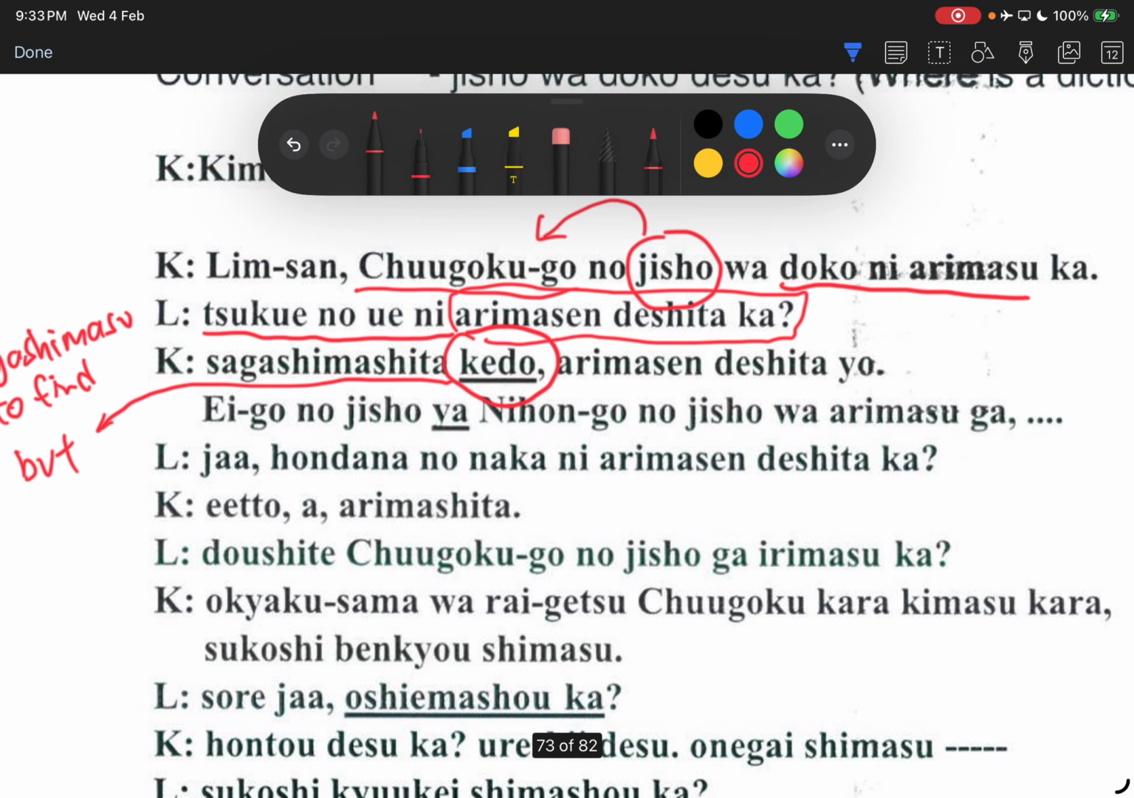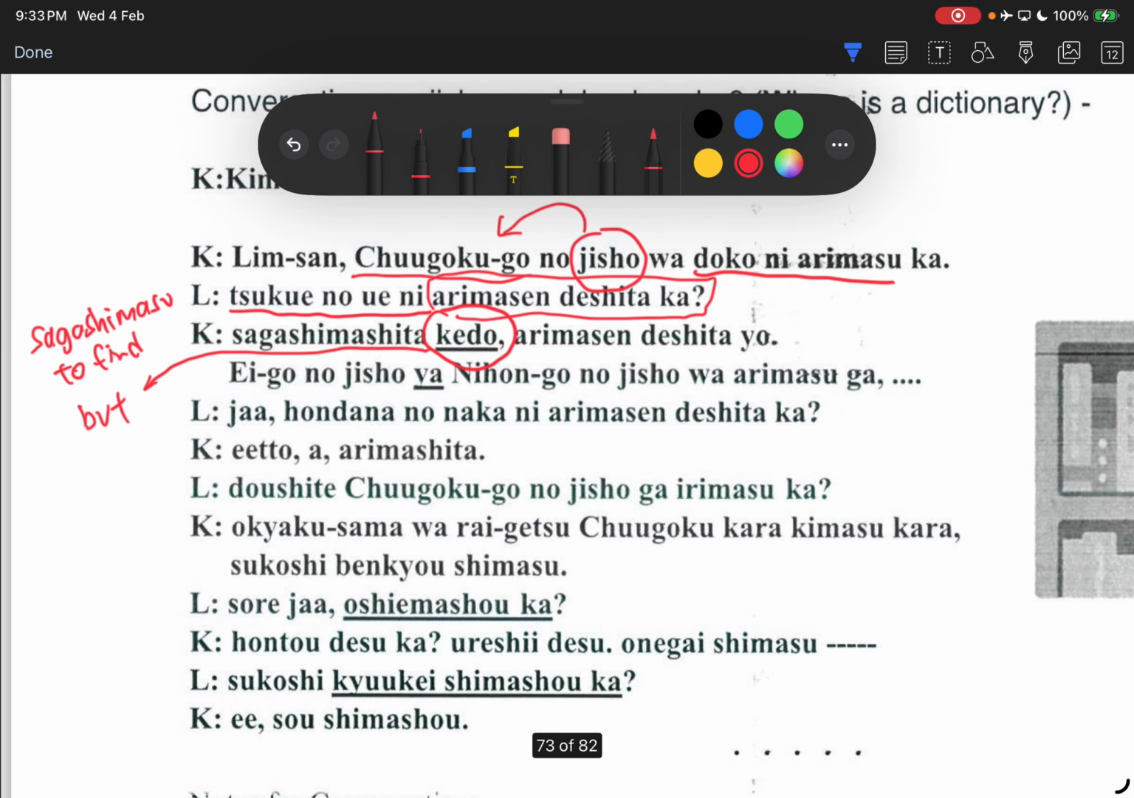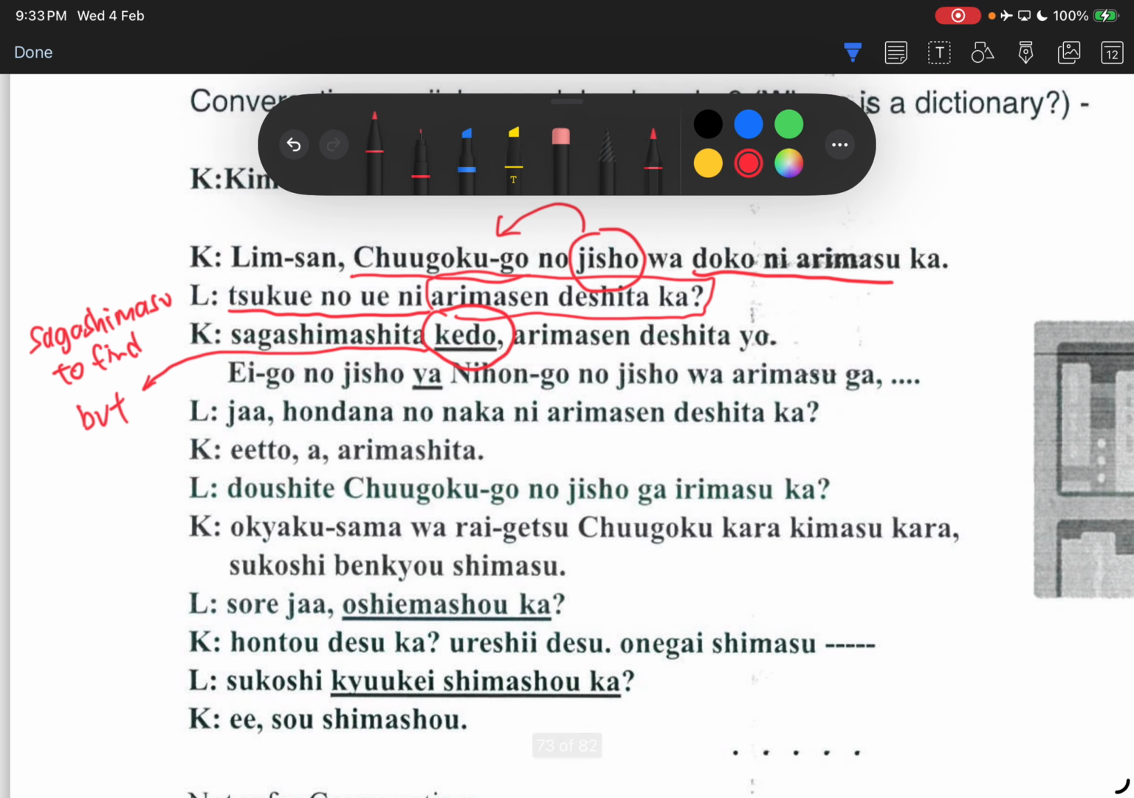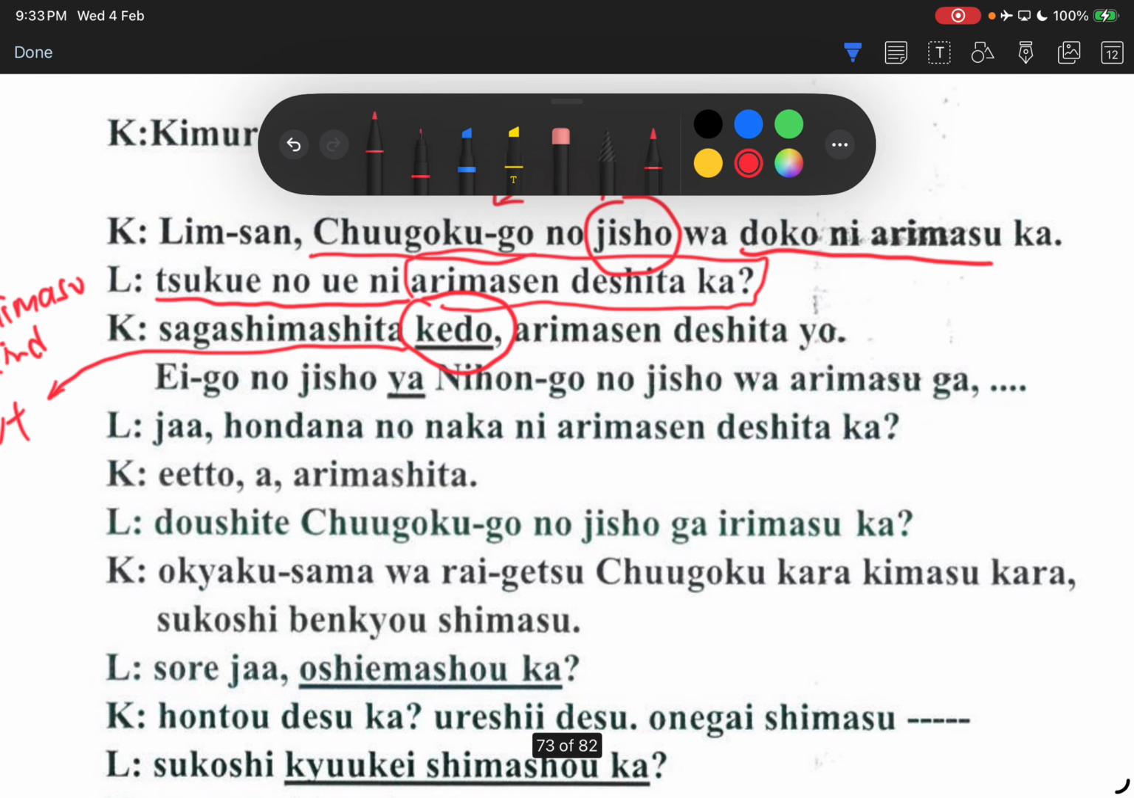So ありません means don't have, right? でした means did not have. Did not have ね. So don't have ね. Right? Don't have. So the よ is like ね. So don't have ね. Then next. 英語の辞書や日本語の辞書はありますが. So this ya over here, this is not wa, it's ya. It's a new grammar one lah.